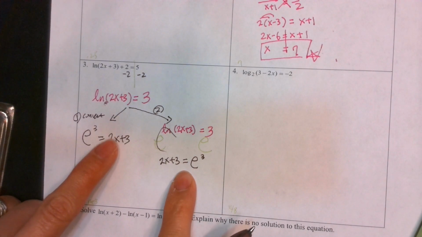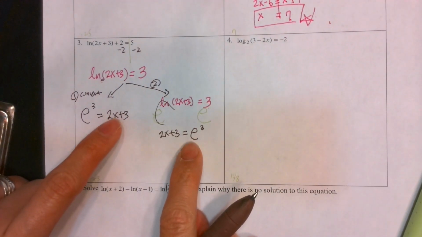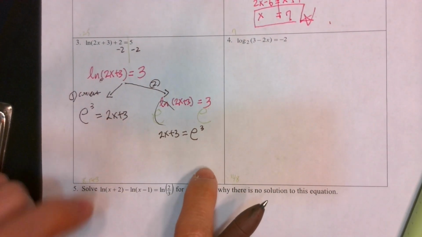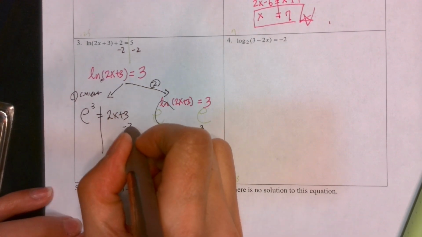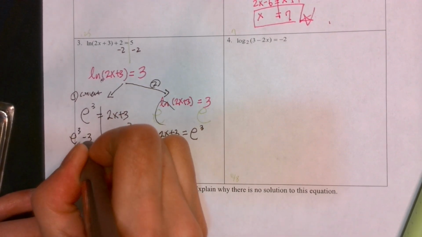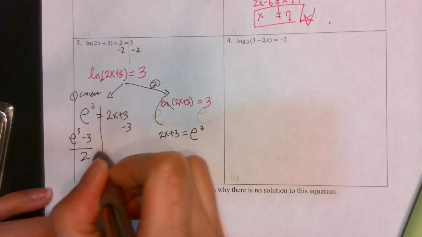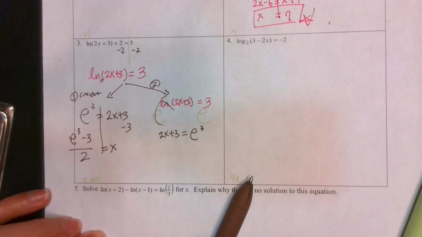Notice you get to the same step, so it doesn't really matter what you do. I'm just going to go ahead and from here subtract 3, and then divide by 2. So that's what I'm going to plug into my calculator.